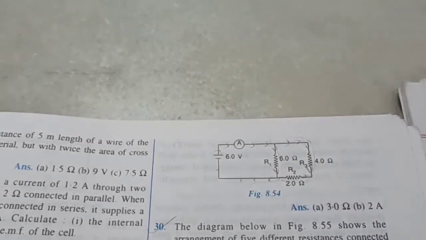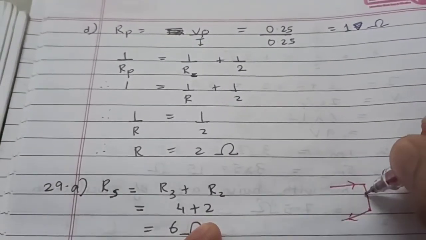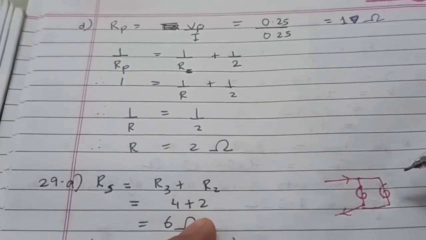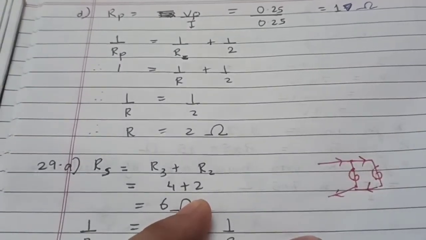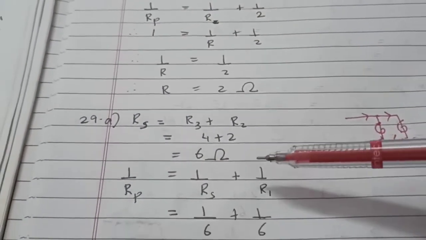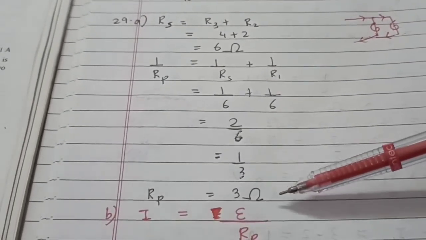So let me change the diagram now. It seems it's like this. We've got one route with 6 as a resistance and another route with also 6 as a resistance. So they are in parallel to each other. First of all, the series was 6, which is in parallel with another 6. So the total resistance in parallel after the reciprocal is 3 ohm.